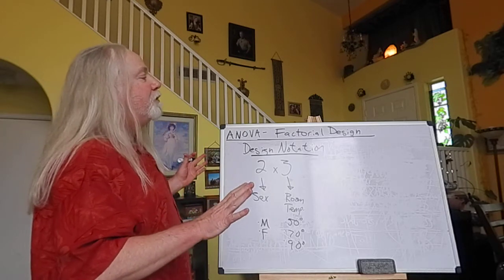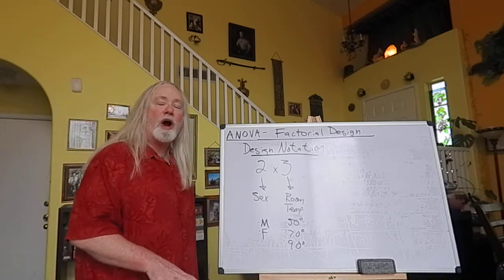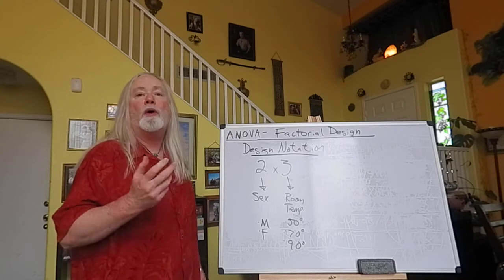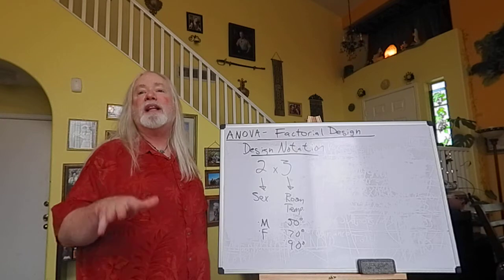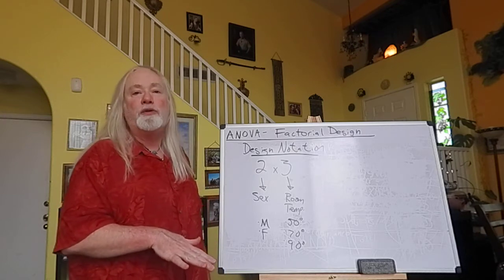So that's our design notation. Again, look for how many numbers there are. That tells you how many treatments or independent variables or factors there are. And then the value of it tells you how many levels or attributes of that factor they're using in the study.